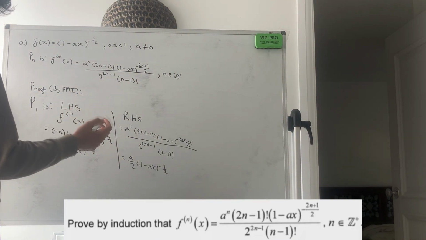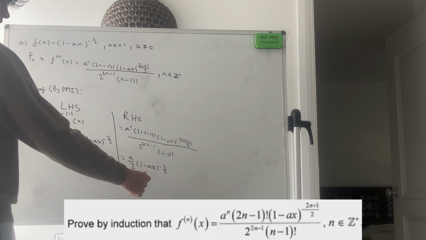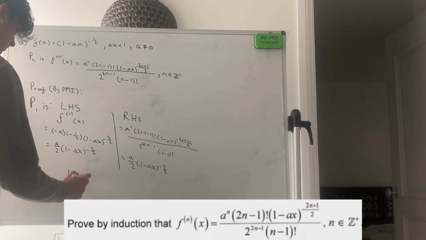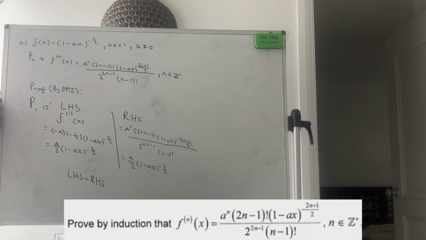So, P1, I have to show that the LHS equals RHS. So, the base case, the first derivative of f of x is this, second derivative of f of x gives me this. So, I can say that LHS equals RHS. So, P1 is true. Now, I'll rub this out.